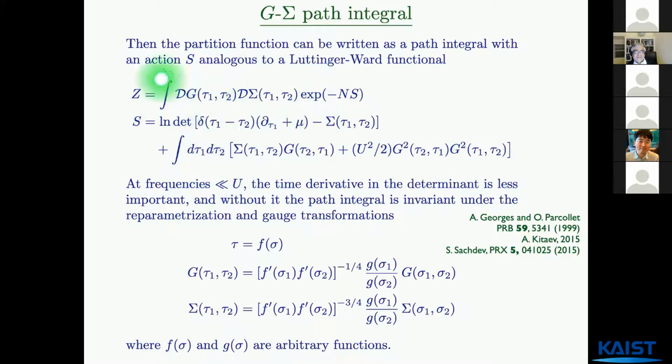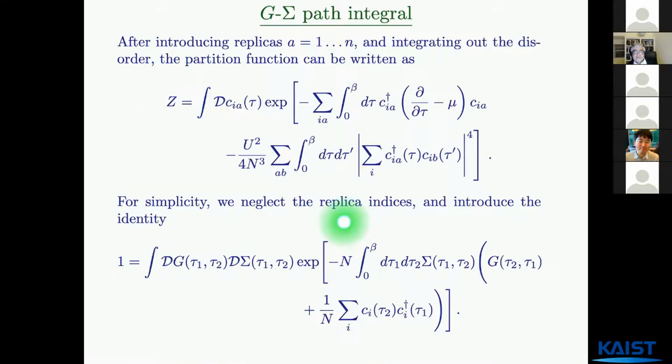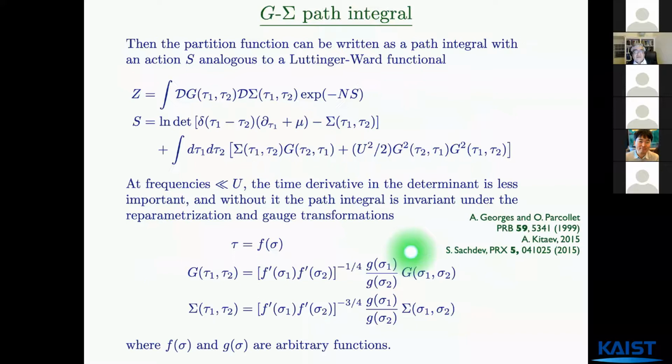So this integral has the log det of the inverse Green's function, and then this is the term sigma G. That was the term that was over here. Oops, that's sigma G over there, and this is the interaction term proportional to U. Okay, so that is the full theory. I could have just pulled that theory out of a hat and said I'm studying this theory.